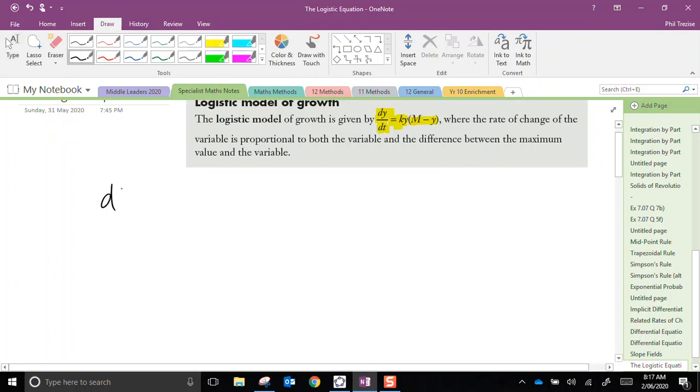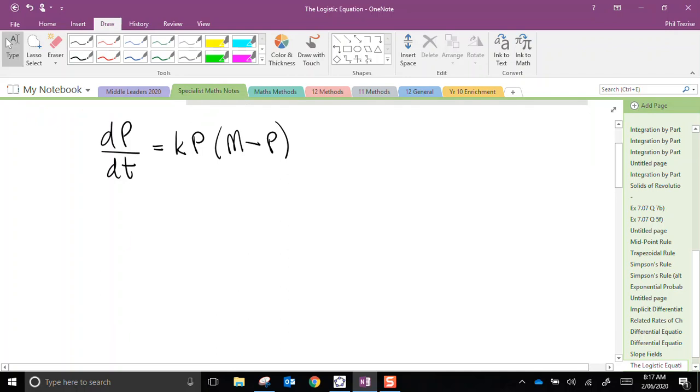So let's write our equation dp/dt, p for population, equals some growth constant k multiplied by p, and then m minus p. M is the maximum population that the environment can sustain. So to solve this, we would separate variables first. dp over p times (m minus p) would equal k dt, and we would integrate both sides.